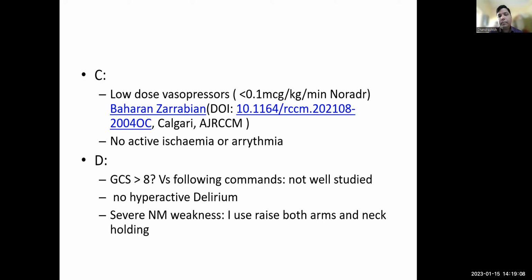However, if the vasopressor dose is high, more than 0.1 mics per kg, then the chance of failure to wean is higher, and there is also higher mortality in these patients. We also need to make sure that there is no active myocardial ischemia, or active arrhythmias which are happening while the patient is getting weaned off.